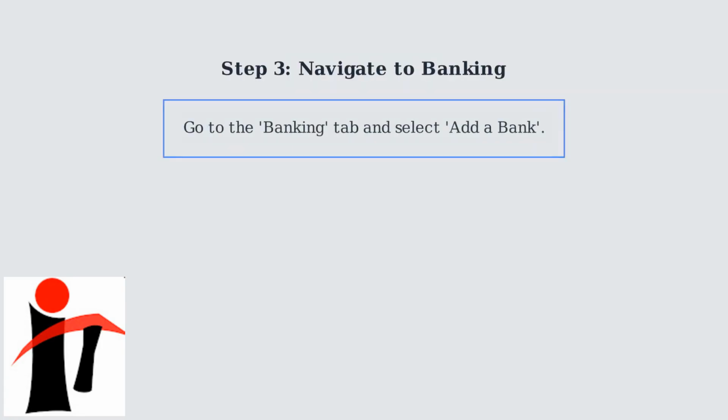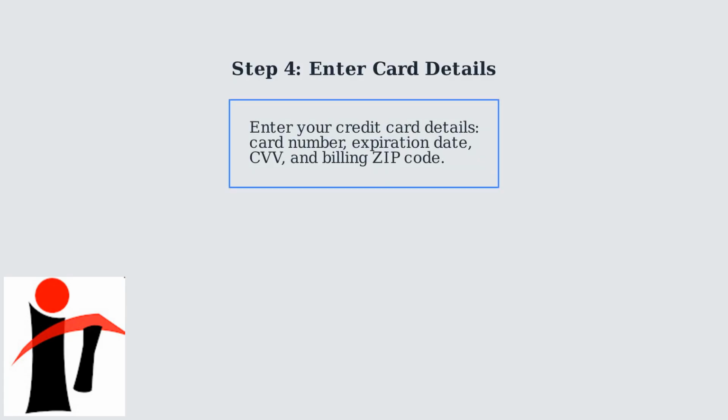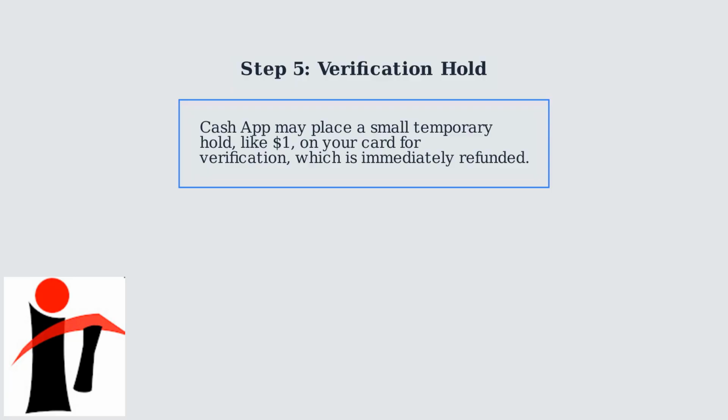Navigate to the Banking tab, which may seem counterintuitive, but it handles card linking. Select Add a Bank. Enter your credit card details, including the card number, expiration date, CVV, and billing zip code. Cash App may place a small temporary hold, like $1, on your card for verification, which is immediately refunded.